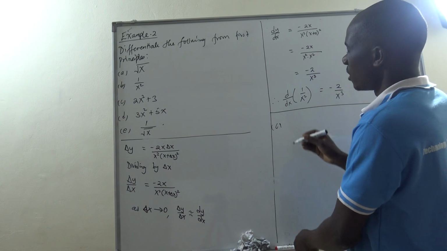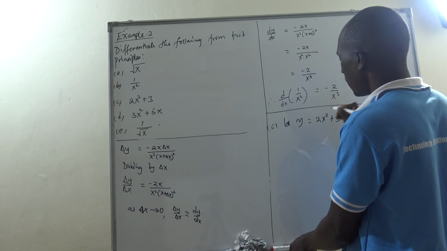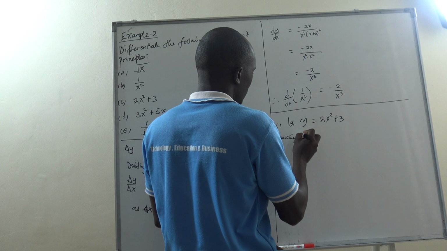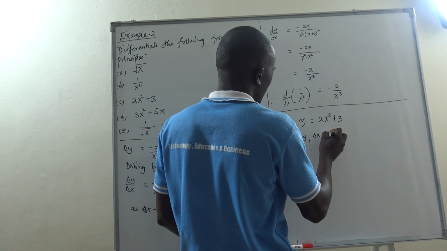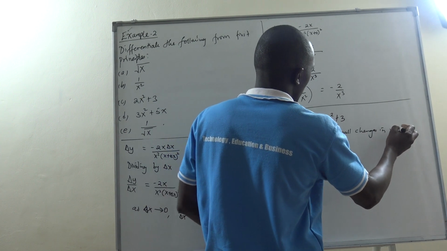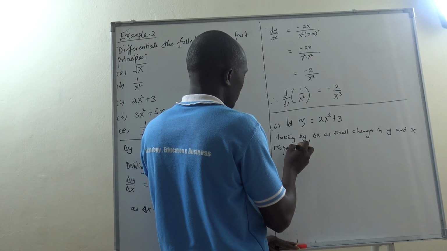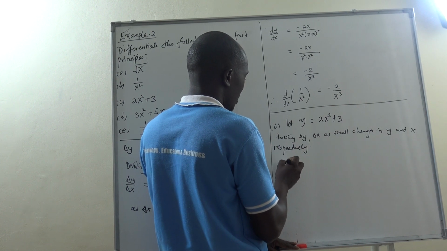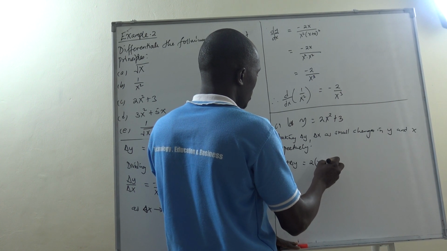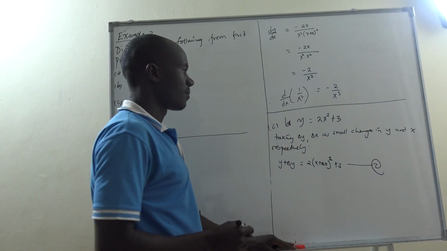So also in part C, we say let y equals 2x squared plus 3. So we still take delta y, comma, delta x as small changes in y and x respectively. So what are we having? We have y plus small change in y equals 2 into x plus small change in x, the whole of it squared, plus 3. Then we say this is the second equation.